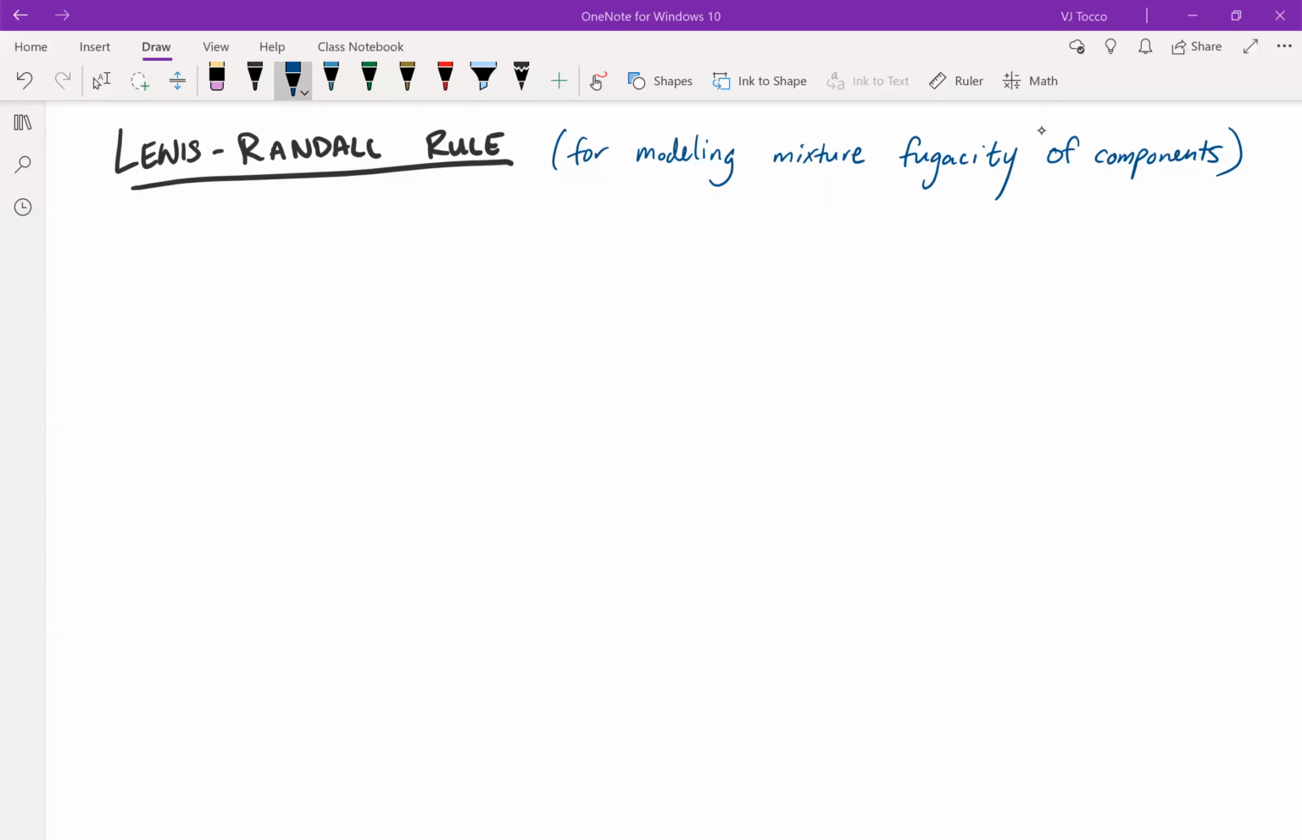In this video, we're going to talk about the Lewis-Randall rule and derive it. This is useful for modeling the mixture fugacity of components. So we've talked about fugacities for pure components. Now we're going to talk about how that changes when you introduce multiple components in a mixture.